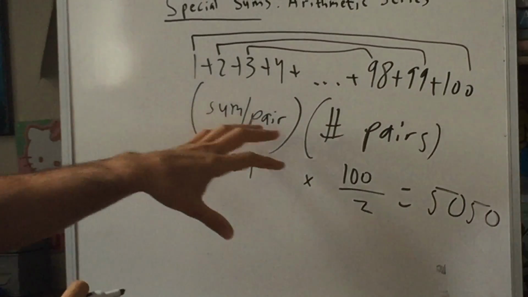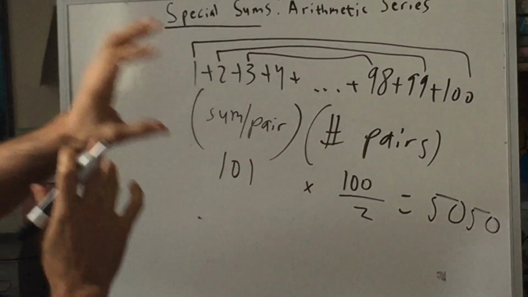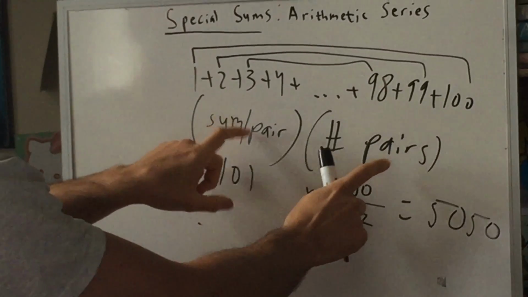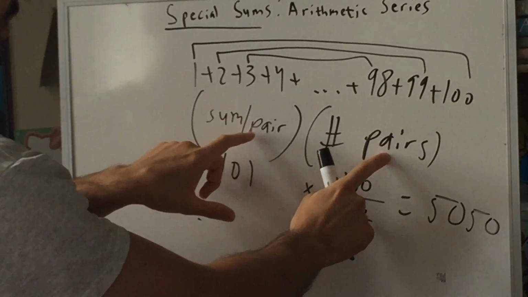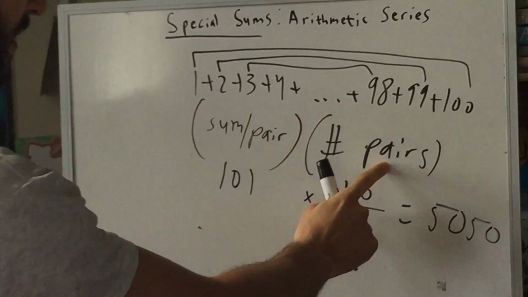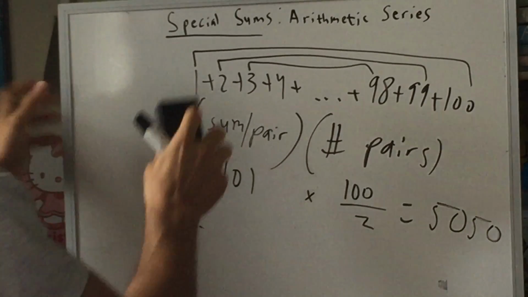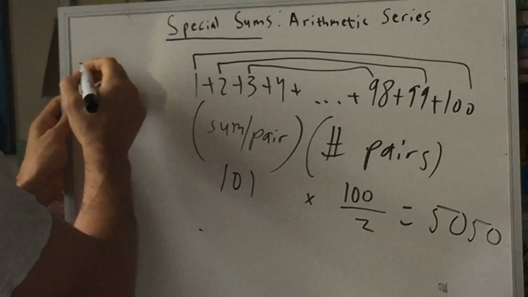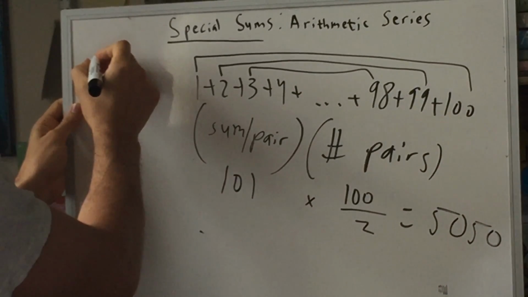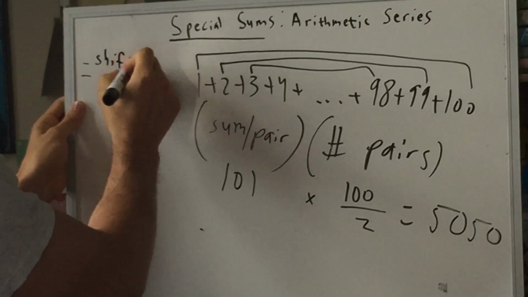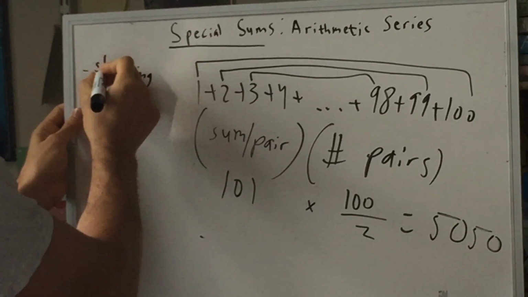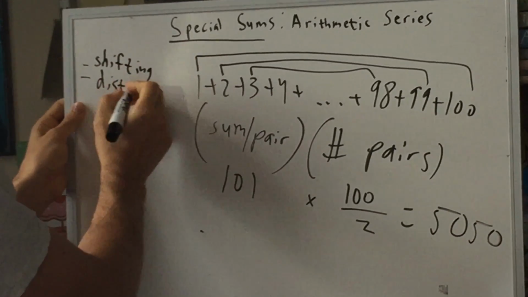All right. However, things can get more complicated, but this is the key idea. If you understand that we have to find these two numbers, then you're good. So the sum per pair, number of pairs. Now, let's look at a harder problem. And there's going to be two methods we're going to go over. So there's going to be what I call the shifting method, and there's going to be the distance method.